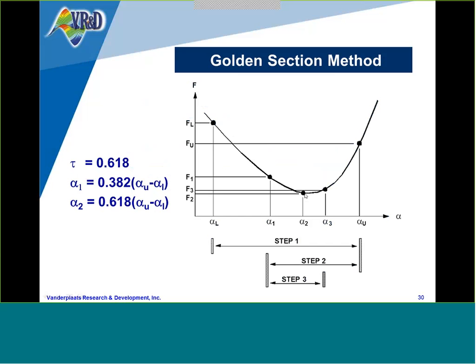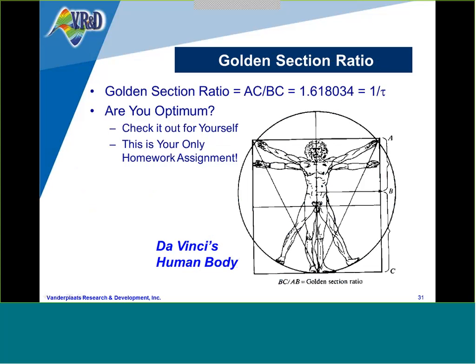Here, in this case, the function f1 is larger than f2, so alpha 1 becomes our new lower bound. And by doing things the way we just did, it turns out that alpha 2 is now 38% of the distance between the new lower bound and the new upper bound. One more function value at 38% from the upper bound is alpha 3. This is now a new upper bound, and the process repeats. The golden section ratio, as it's known, is 1.618. There's some fairly simple mathematics that drives you to that.